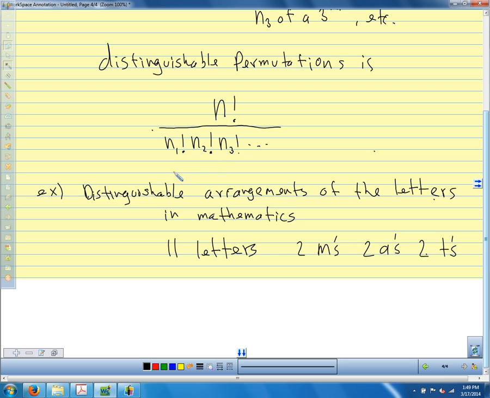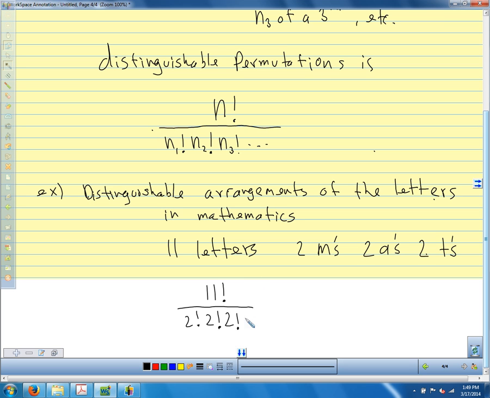So my distinguishable arrangements are going to be 11 factorial. That's a total number of ways that I could arrange those 11 letters. And then I'm going to divide by 2 factorial for the m's, 2 factorial for the a's, 2 factorial for the t's, and the rest there's just one of those.